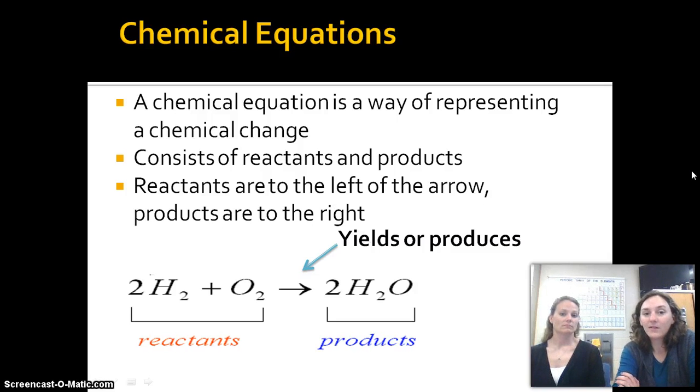Reactants are to the left of the arrow, so they are the things that are doing the reacting, and then the products are to the right, so this is what is produced. The arrow there, I wrote another arrow to it that says yields or produces. You can have a lot of different verbs there, like decomposes to, but most of the time it means yields or produces.